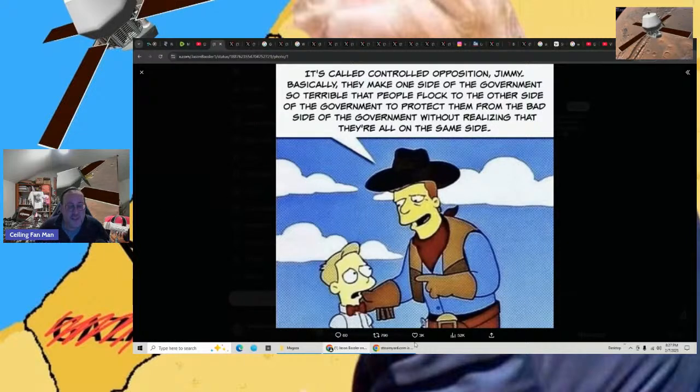How many years did he say that he was going to put her in jail? And then when he finally got into office, he didn't put her in jail. And then when he didn't put her in jail, he said, "Well, I just thought it was a bad look to have put a former president in jail." Right?